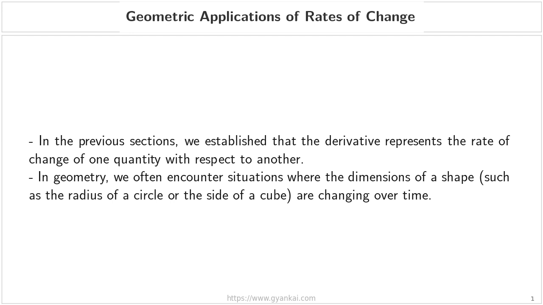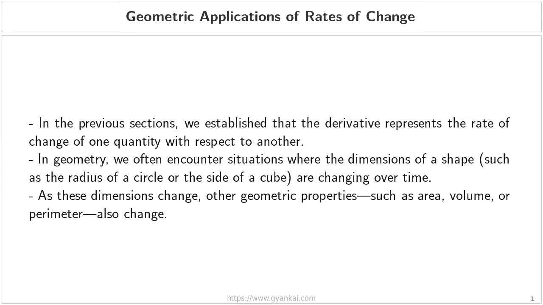In geometric problems, we frequently encounter scenarios where the physical dimensions of a shape, for instance, the radius of a circle or the length of a side of a cube, are not static, but are actually changing as time passes. It is important to realize that when these primary dimensions change, they trigger a ripple effect. Consequently, other geometric properties, such as the total area, the volume, or the perimeter of the shape, will also change.